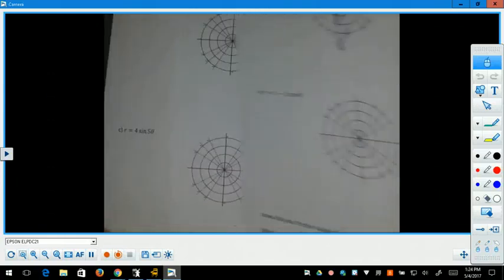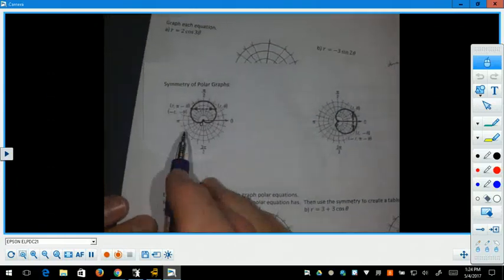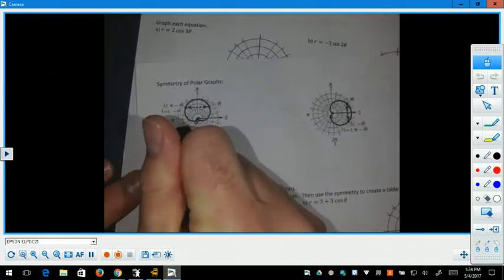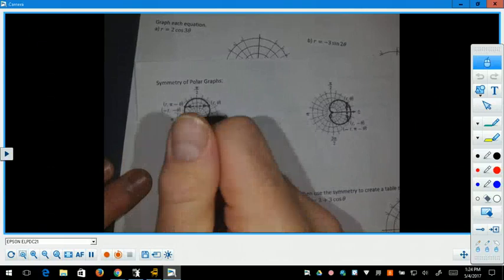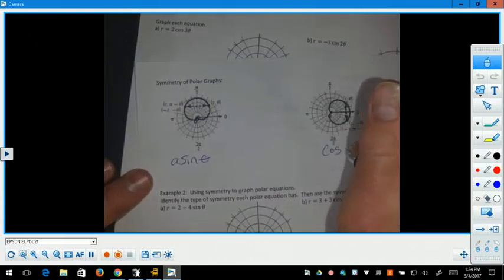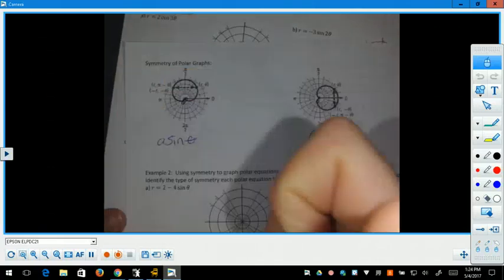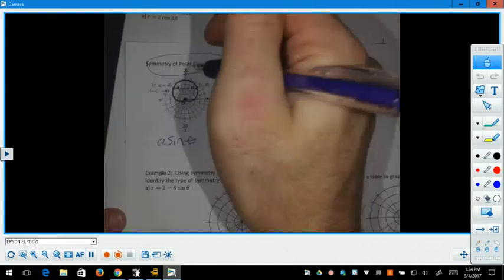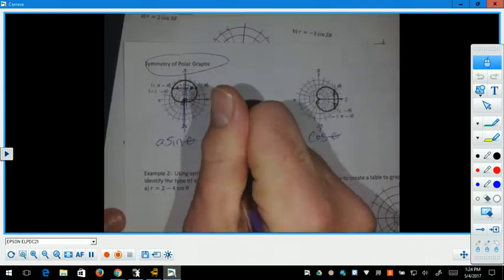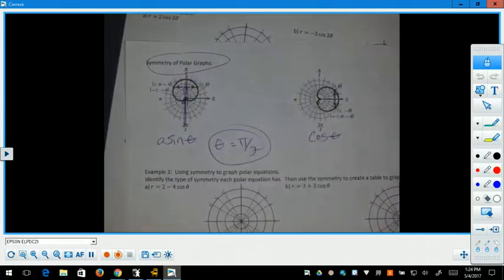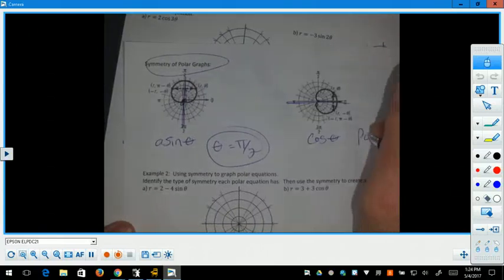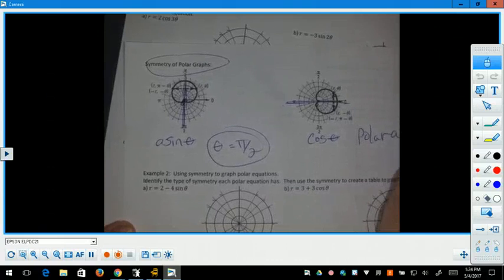With the circles and limaçons, we made a few observations: if it opens above or below the pole, it is a sine theta function. And if it opens to the right or left of the pole, it is a cosine theta function. We noticed that the symmetry for any sine function was the radial theta equals pi over 2. And for cosine, it was the polar axis. And so that allowed us to narrow it down.